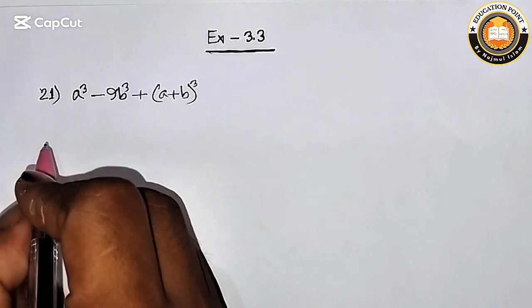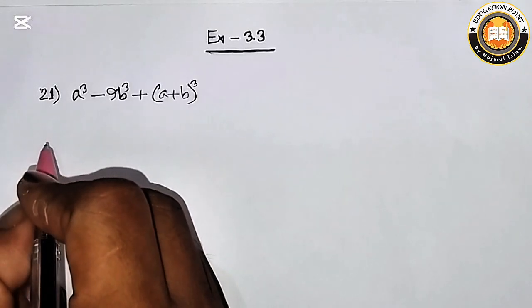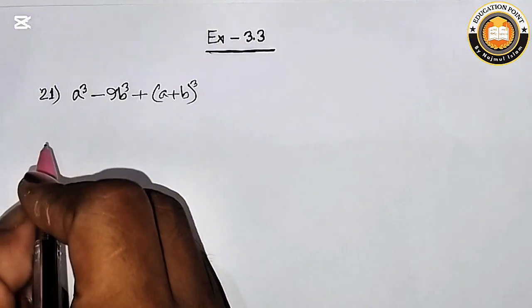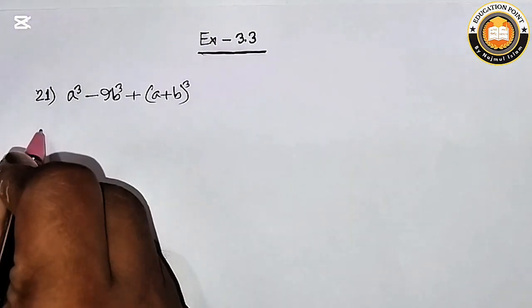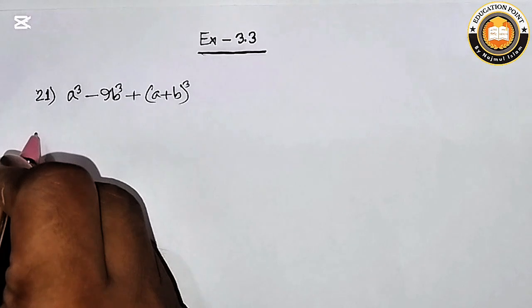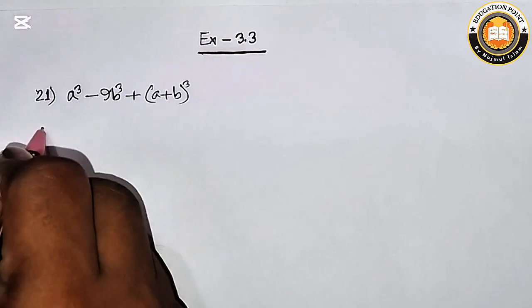Dear students, today we will solve some factor related math problems. Exercise 3.3, number 21: a cube minus 9b cube plus (a plus b) whole cube.